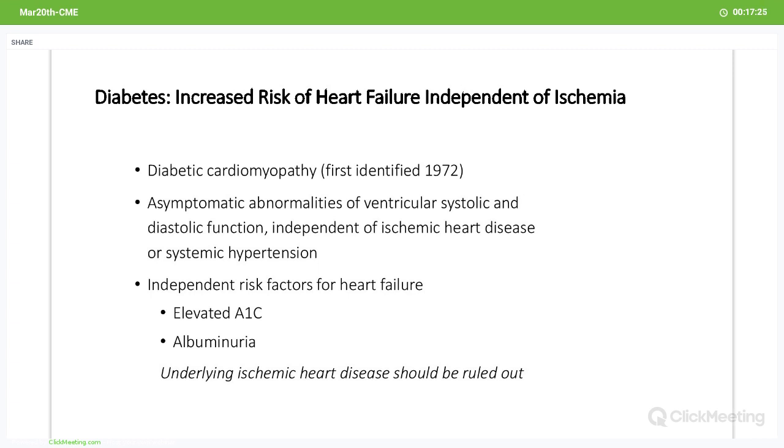I think everybody recognizes that, but there is a clear entity described more than 40 years ago, of diabetic cardiomyopathy, where the coronaries are normal, but the heart is clearly not working very well. Patients have heart failure and they die from heart failure, and that's not explained by atherosclerotic disease of the heart per se. Risk factors, we think, are related to diabetic control, so hemoglobin A1C, albuminuria.